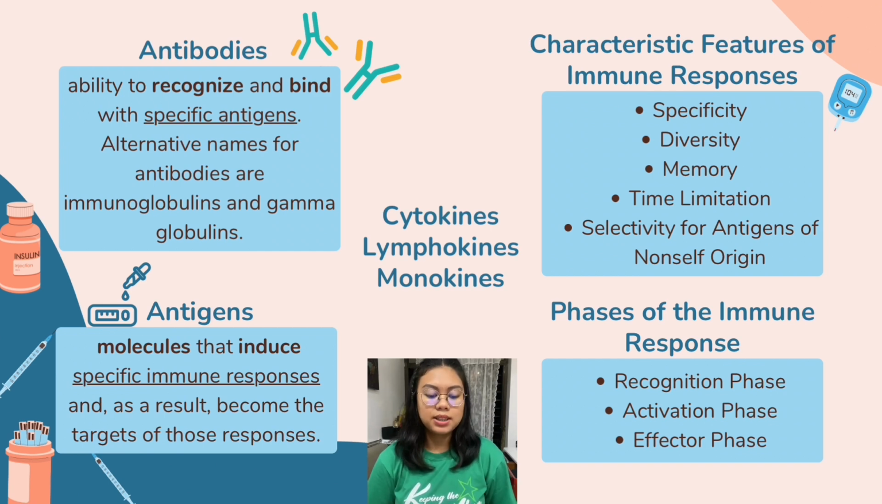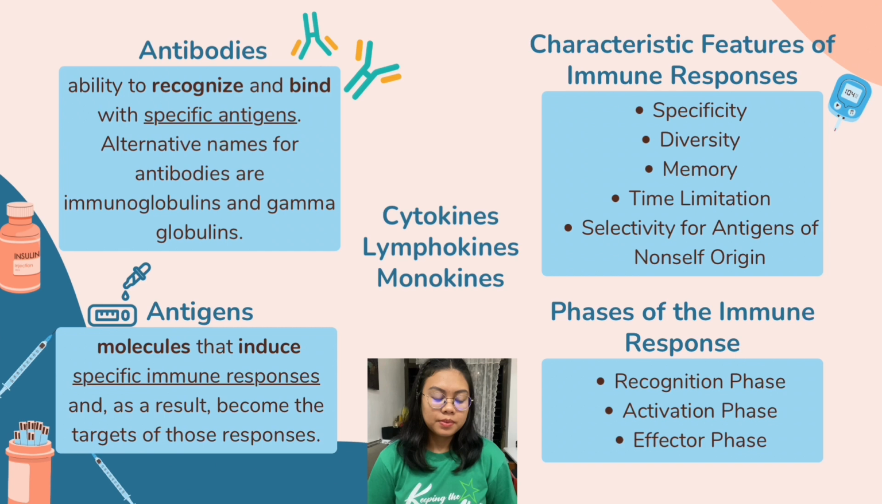exposure to antigen affects the immune system such that re-exposure produces a faster, larger, and more prolonged response compared with the initial exposure. For time limitation, immune responses don't last indefinitely. They are time limited. The reasons are twofold. First, as the immune response proceeds, it greatly decreases the level of antigen that initiated the response, thereby attenuating the stimulus for continuing. And lastly, for the selectivity for antigens of non-self origin, under normal conditions the immune system targets only foreign antigens, leaving potentially antigenic molecules in our own cells untouched.